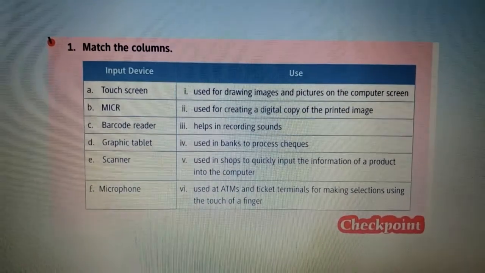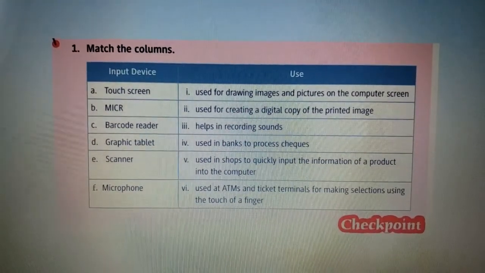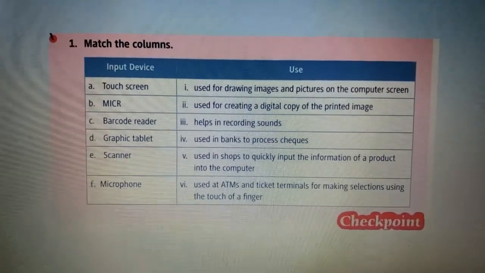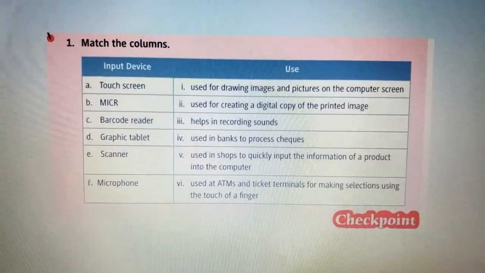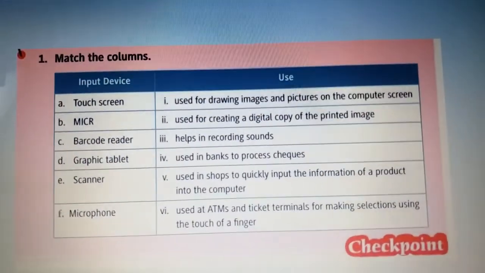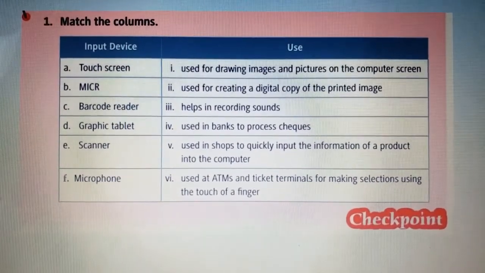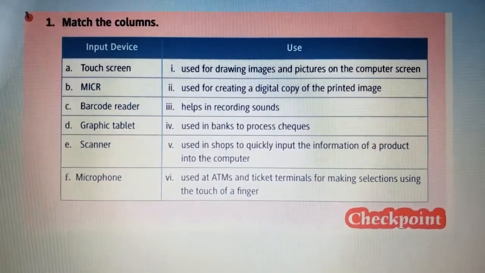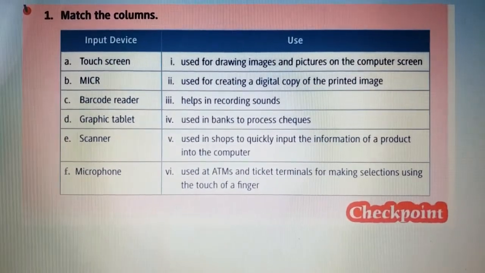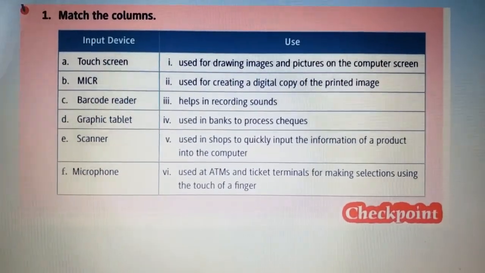As I am showing you one table, match the columns. We have discussed input devices and their use, so we have to match the answers. Touch screen, MICR, barcode readers, graphic tablets, scanner, microphone. So you have to find out the answers. Keep the answers in your mind, then we will discuss the answers and you have to relate them.